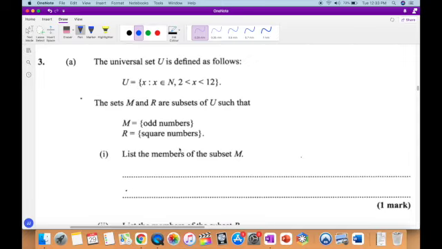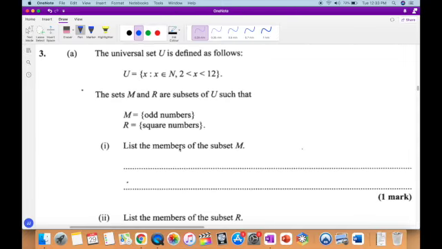The universal set U is defined as follows, and of course this is written in algebraic form, so we need to be able to read that the universal set is the set of numbers that are natural numbers between 2 and 12. You notice it does not include 2 and 12, so it would be 3, 4, 5, 6, 7, 8, 9, 10, 11. Those are the numbers we're dealing with there.